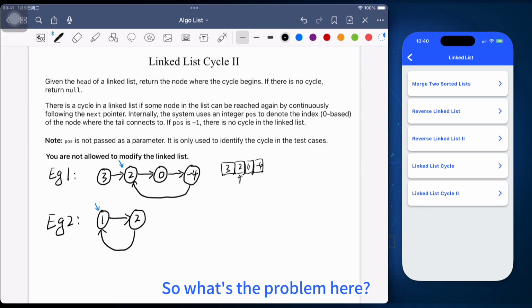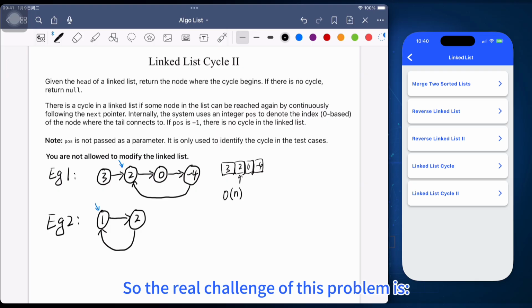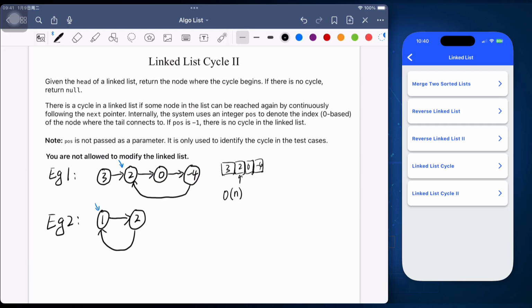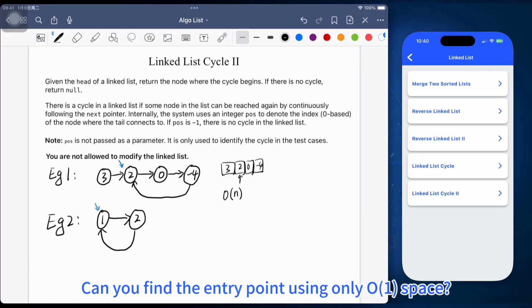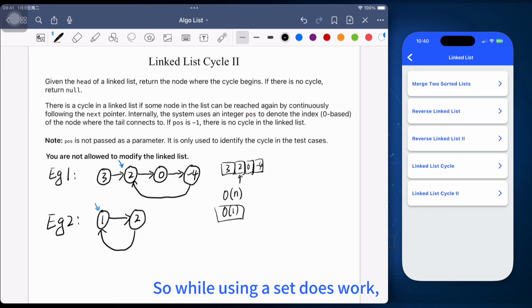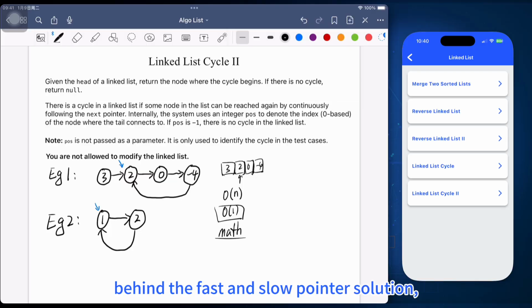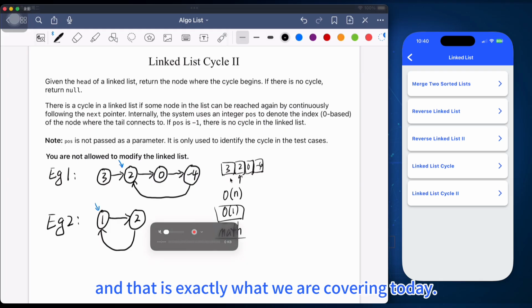So what's the problem here? The issue is space complexity. It's O(n). So the real challenge of this problem is, can you find the entry point using only O(1) space? So while using a set does work in some cases, it doesn't meet the advanced requirements. What you really need to master is the math behind the fast and slow pointer solution. And that is exactly what we are covering today.